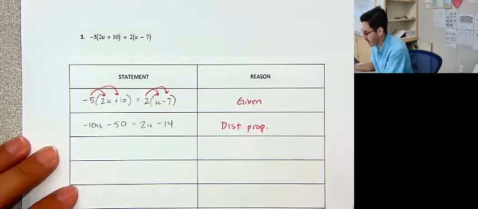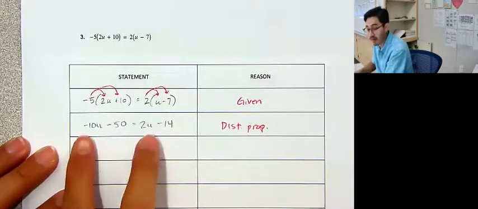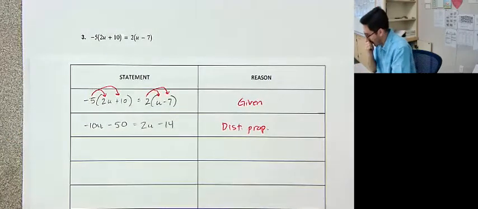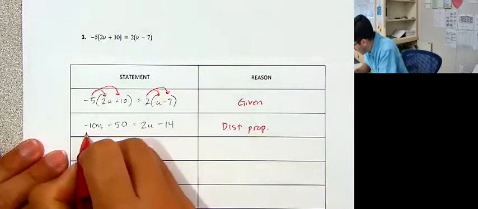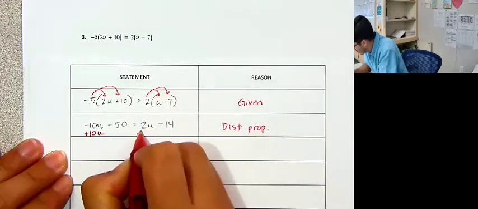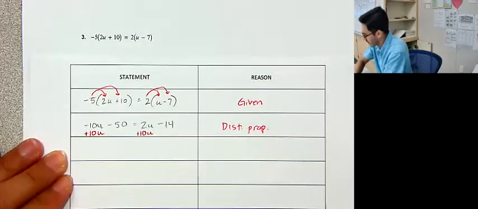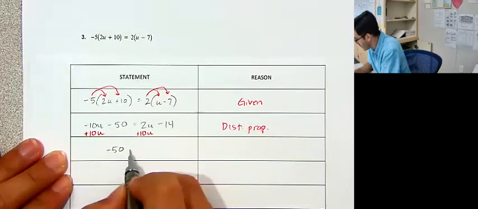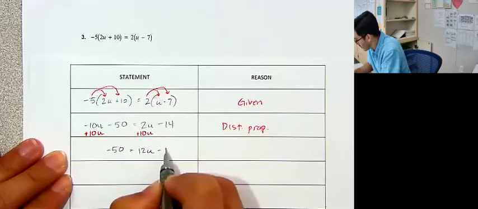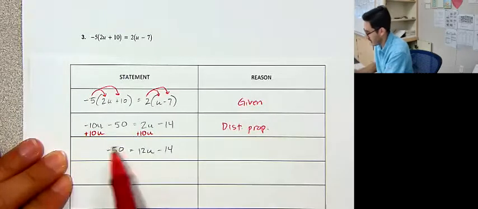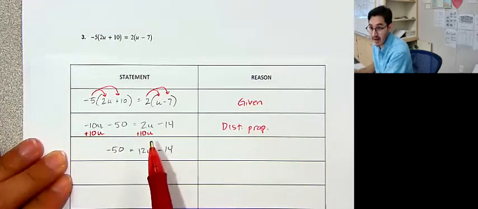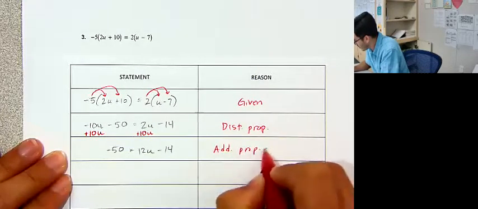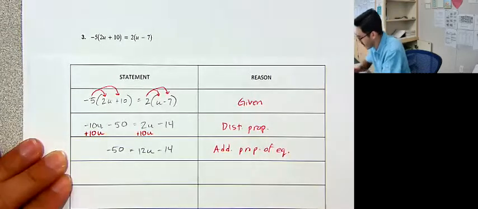Now this seems to be a common theme in these problems where we get to a certain point where we have variables on both sides and constants on both sides. So we need to do some adding and subtracting now. I'm going to go ahead and add 10u to both sides. Okay, so these opposites cancel each other out. Get -50 equals 12u minus 14. Back at my last step in red, I added the same amount to both sides. So I'm using the additive property of equality.